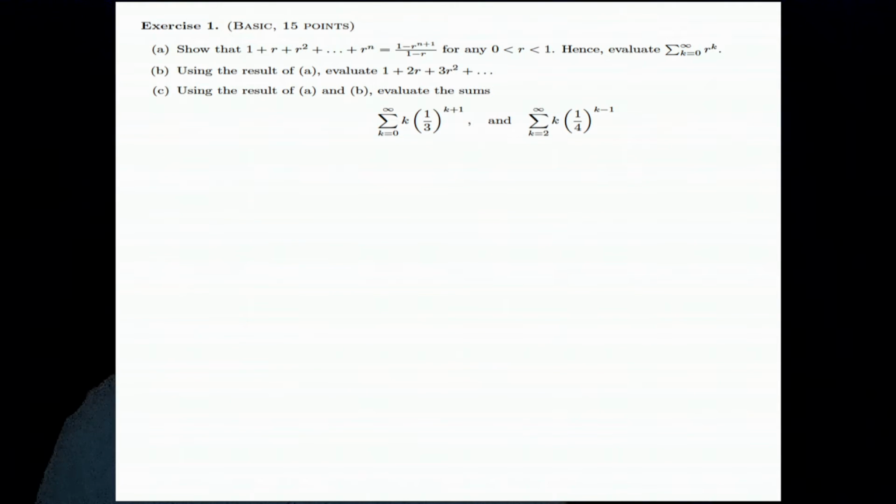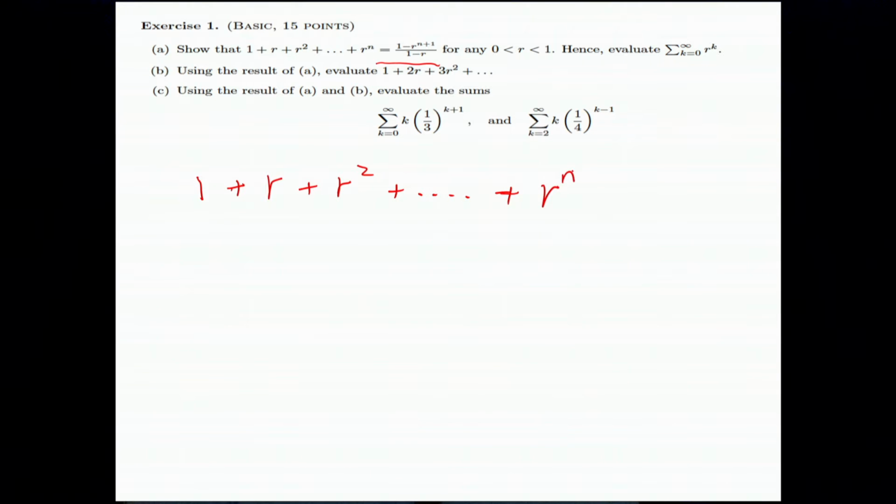Okay, now the question A. Show that this sum is equal to this form for any ratio r from 0 to 1, and then evaluate the summation. So first, we know the left hand side is 1 plus the ratio plus ratio squared plus up to ratio to the n.